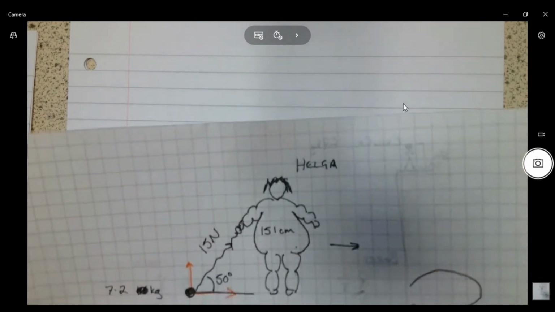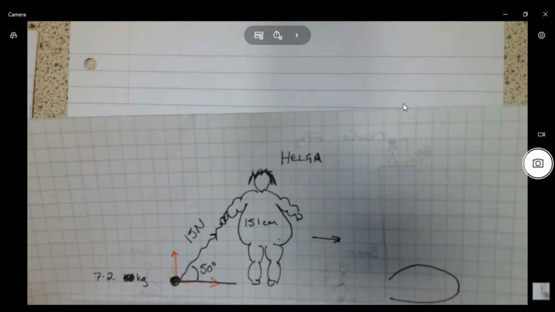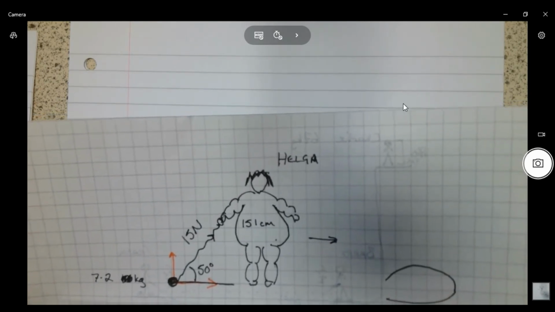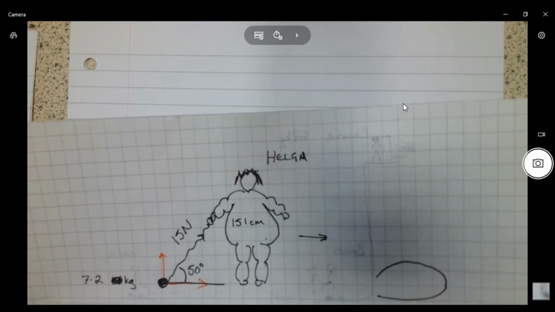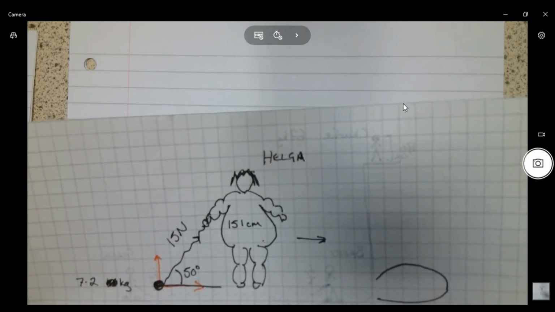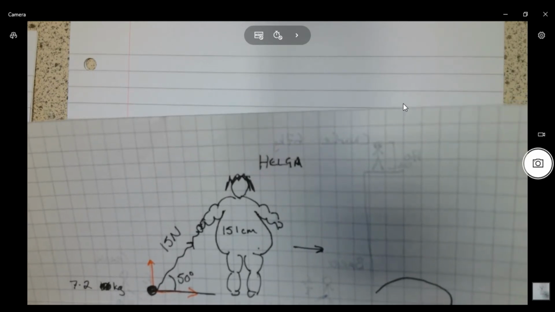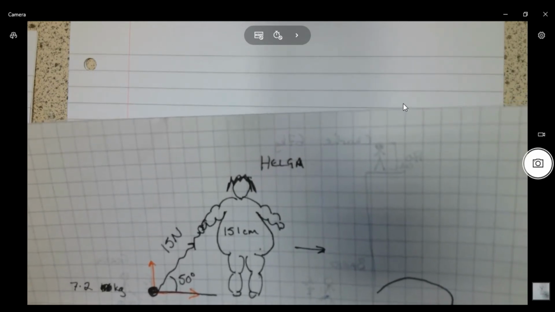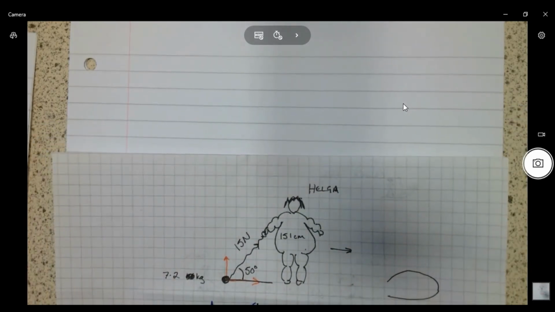Can't quite remember. I'm not sure if you're ready for Helga yet. There's Helga, but I don't really know. She's a shop fitter from Dingwall. Yeah, let's see. Yeah, okay. Let's go. Let's do Helga.